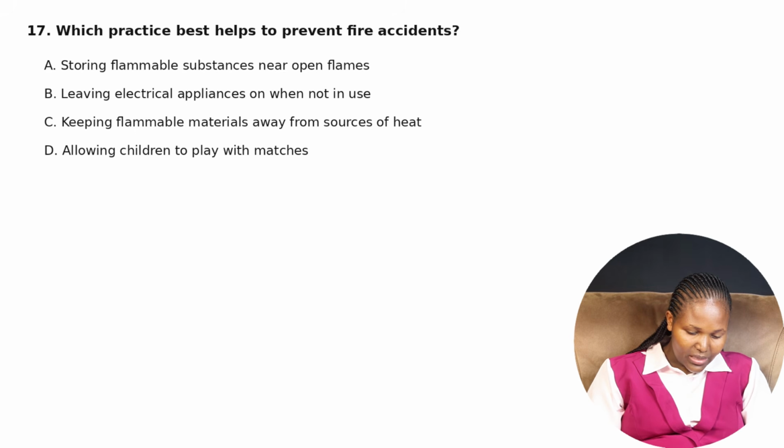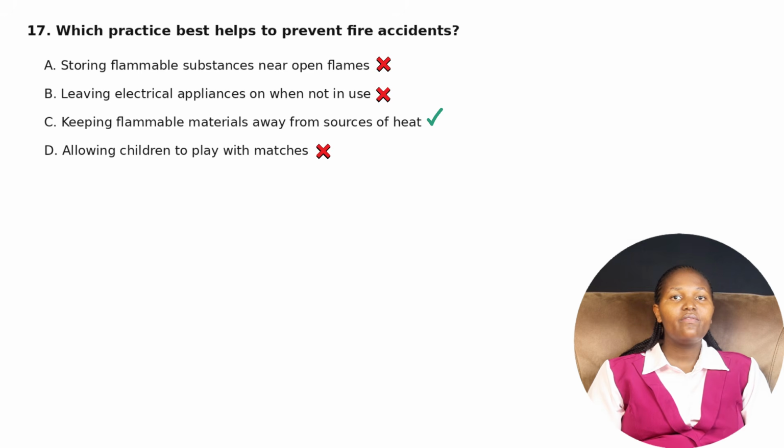Which practice best helps to prevent fire accidents? A. Storing flammable substances near open flames. B. Leaving electrical appliances on when not in use. C. Keeping flammable materials away from sources of heat. And D. Allowing children to play with matches. Get the correct answer through the elimination method. The correct option is C, keeping flammable materials away from sources of heat.